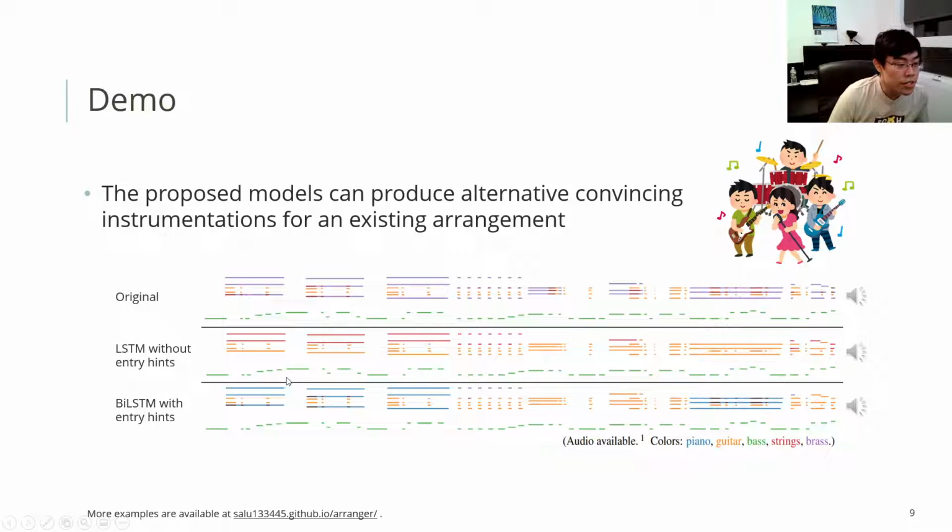As you can hear and also see from the visualization here, the model gets right most of the baseline and also correctly assigns different instruments to the long notes and also the higher notes. And here's another model, bi-LSTM, which has access to future information, and also we have the entry hints so that the model knows exactly when each track starts to play. Here's the result.